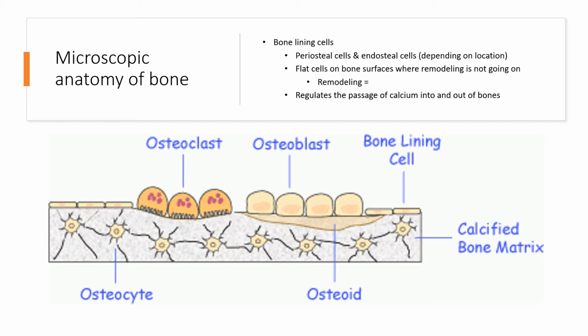They also regulate the passage of calcium into and out of bones. You can only lay down so much calcium at a time, so you don't want your bones flooded with a bunch of calcium that you're not going to use. It lets in whatever calcium is needed. It'll also let out whatever calcium the bloodstream needs that your osteoclasts are harvesting.